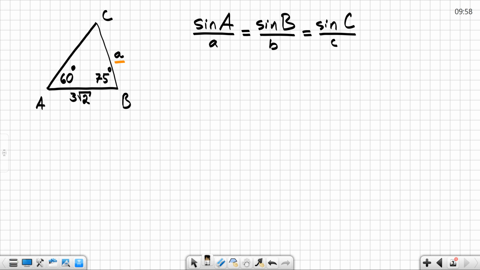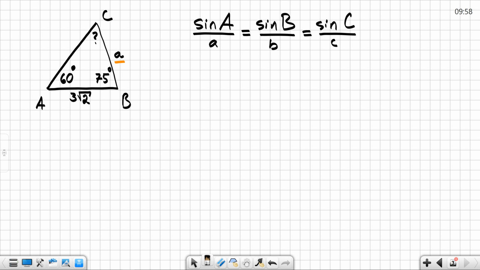We have the angle A, which is 60 degrees, and we are trying to find out what the length of A is. Now, we have the length of C, but I do not know what the angle measurement of angle C is, which is fairly easy to find out because the angles in our triangle here in planar geometry always add up to be 180 degrees.